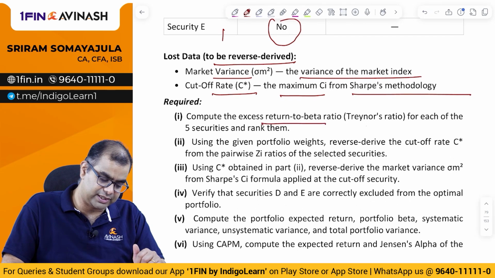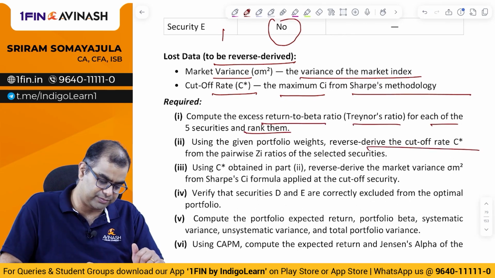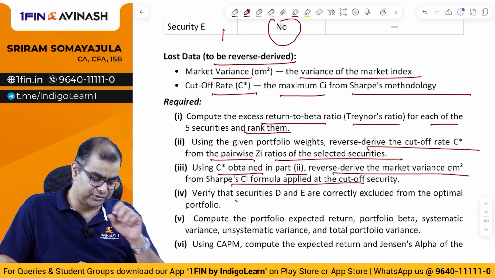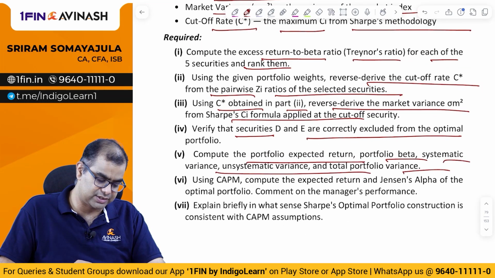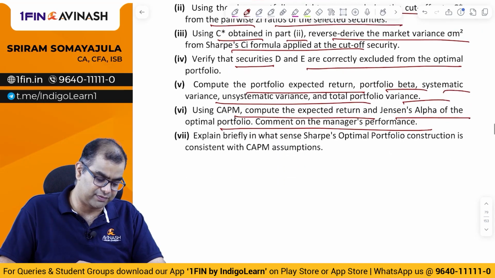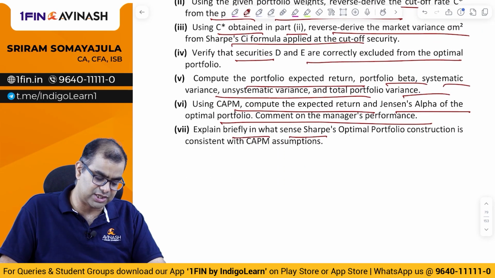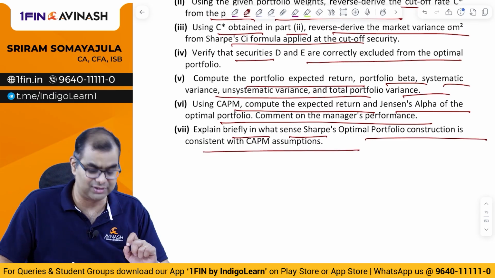Compute the excess return to beta ratio for each of the securities. Using portfolio weights, reverse derive the cutoff rate from pairwise ratios. Use C star obtained in part 2, reverse derive the market variance. Verify the securities D and E are correctly excluded. Compute the portfolio return, beta, systematic variance, unsystematic portfolio variance. Using CAPM, compute the expected return and Jensen alpha of the portfolio. Comment on manager's performance. Explain briefly in what sense Sharpe's optimal portfolio construction is consistent with CAPM assumptions.